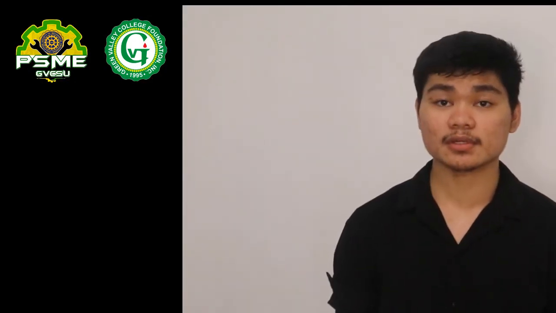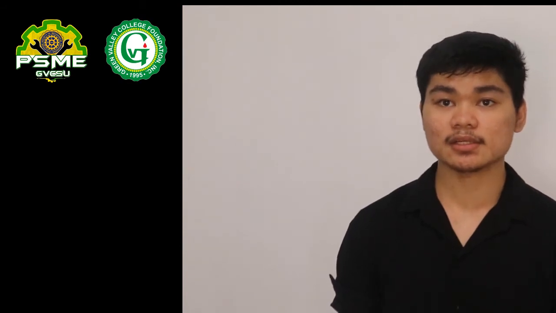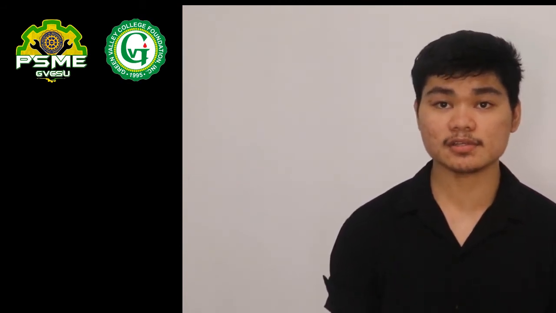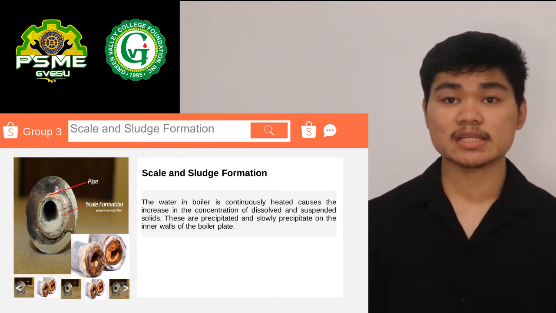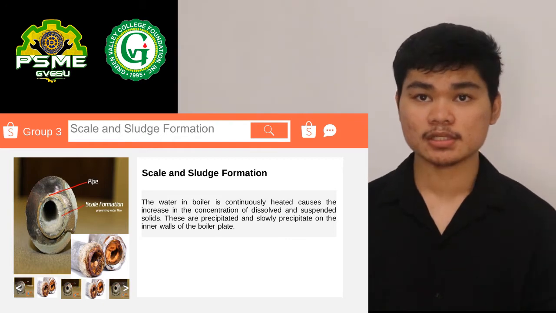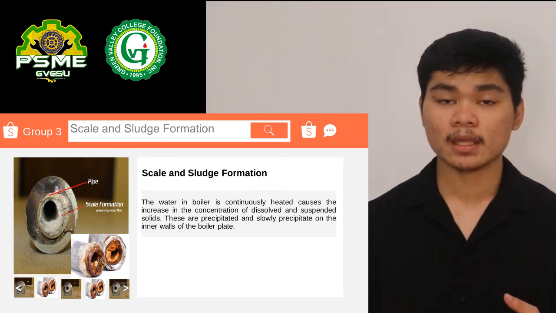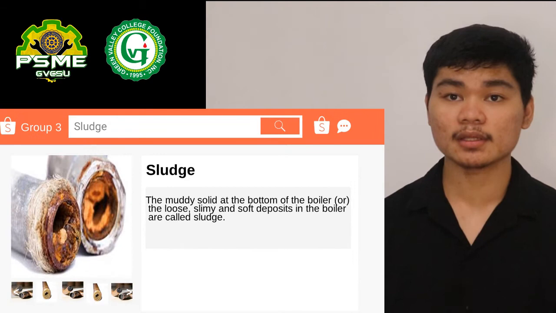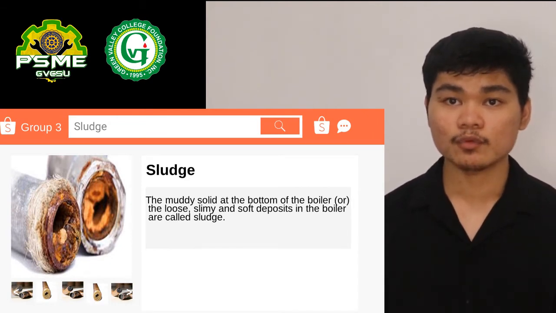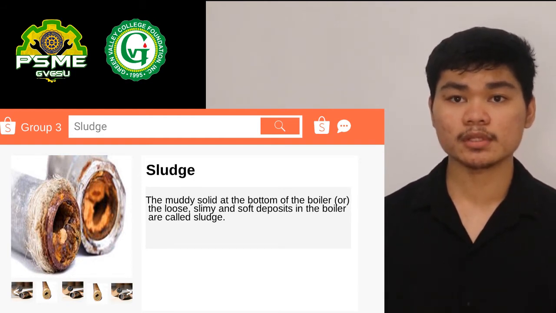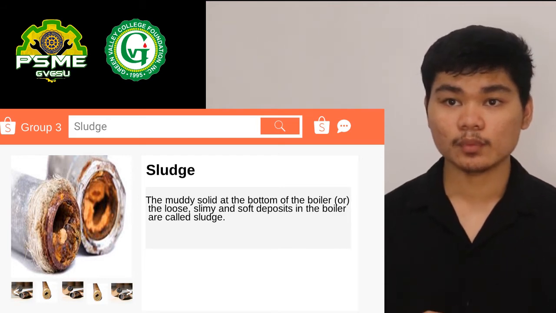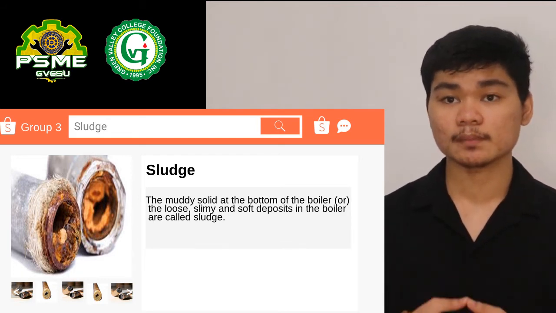Sludge and scale formation. The water in the boiler is continuously heated, causing an increase in the concentration of dissolved and suspended solids. These slowly precipitate on the inner walls of the boiler plate. There are two ways of precipitation. First, the sludge, and the second is scale. Sludge is the muddy solid at the bottom of the boiler, a loose, slimy, and soft deposit in the boiler. Sludge is caused by magnesium carbonate, magnesium chloride, and calcium chloride, which have more solubility in hot water. The other cause of sludge is buildup when suspended material found in water sticks on the inner surface of the hot boiler tube.